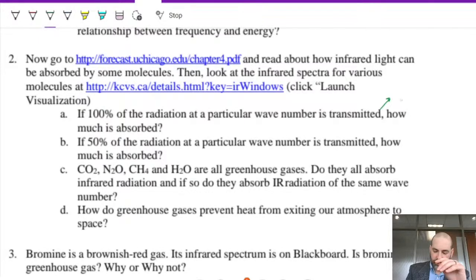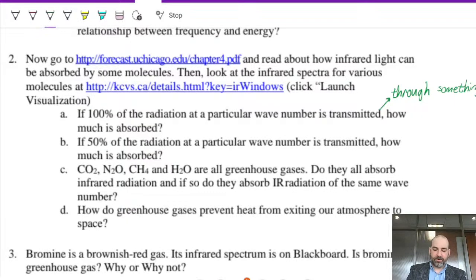And maybe I should reword this to be clearer. We're talking about transmitted through some matter. If 100% is transmitted, then that means none of it is absorbed. It all goes through without being absorbed. So that's really what that question is asking.